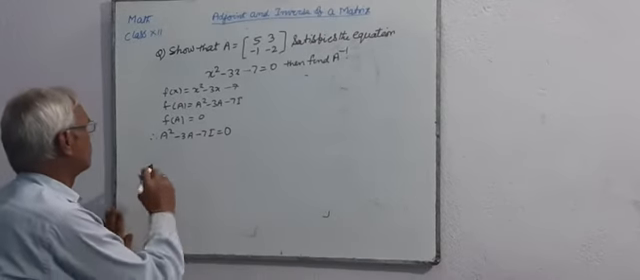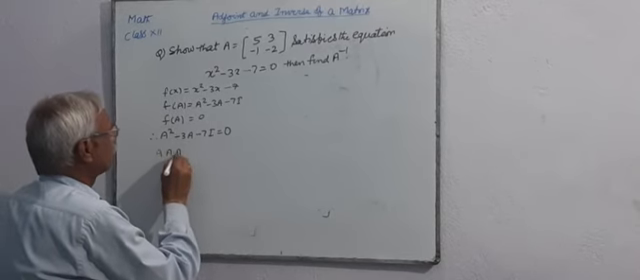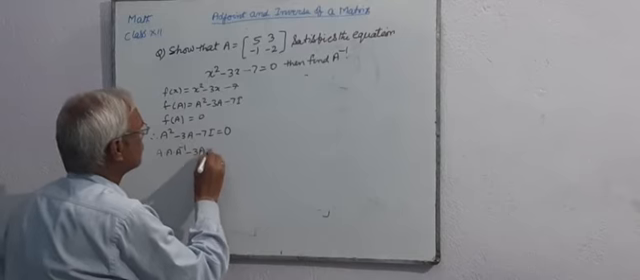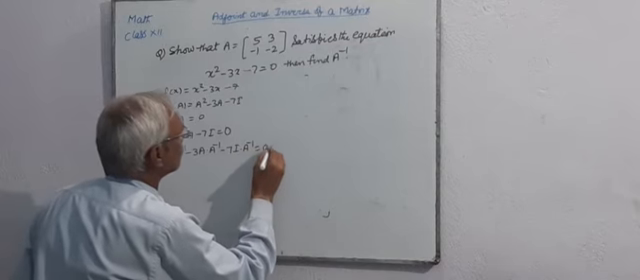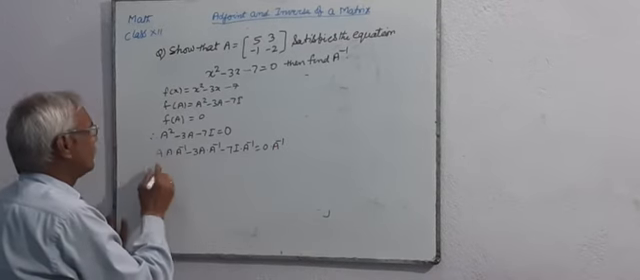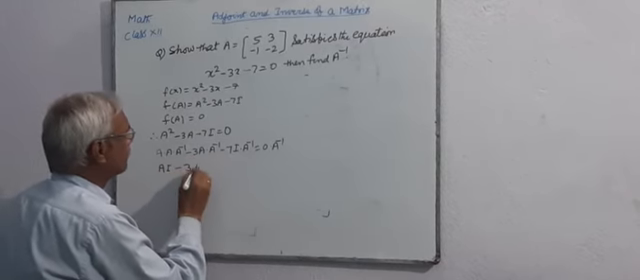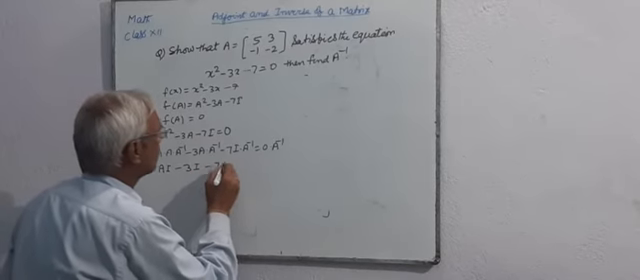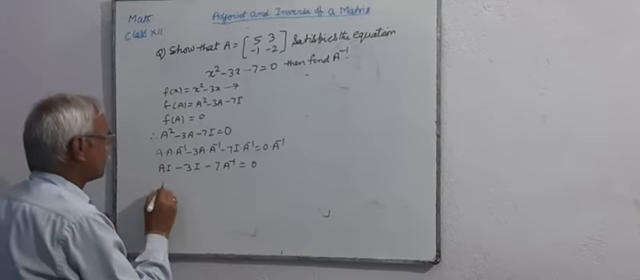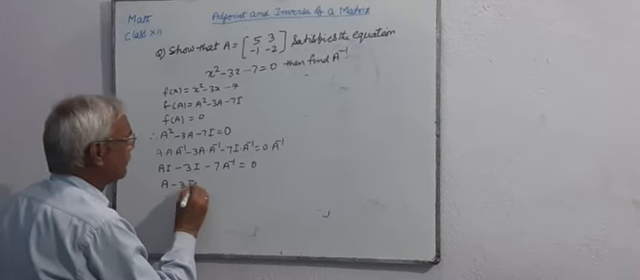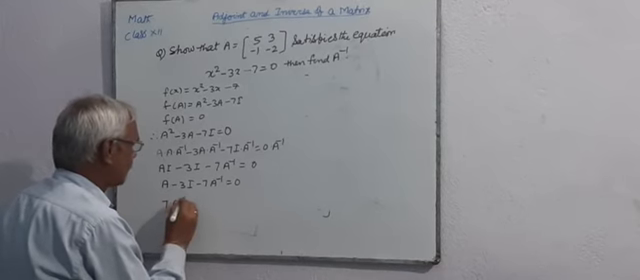Now we find A inverse using this property. A² - 3A - 7I = 0. Multiply A inverse in all terms: A·A·A inverse - 3A·A inverse - 7I·A inverse = 0·A inverse. A·A inverse = I, the unit matrix. I·A inverse = A inverse, and 0·A inverse = 0. AI = A.